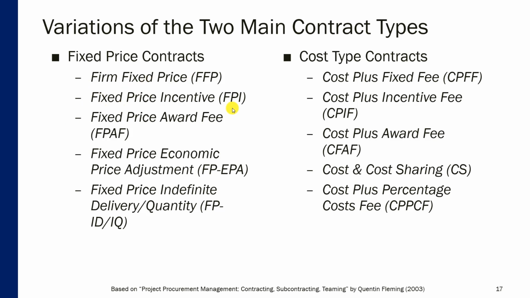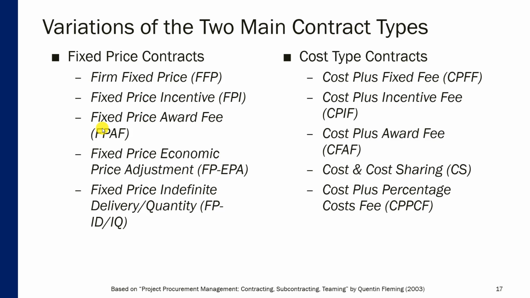It may have fixed price incentive format, where the price is fixed, but there are some incentives for the seller to deliver the product or service below the agreed upon price. In that case, the savings will be shared between the buyer and the seller, or there may also be some provision to go above the price, and then in that case the seller will be responsible for some or most of those additional costs.